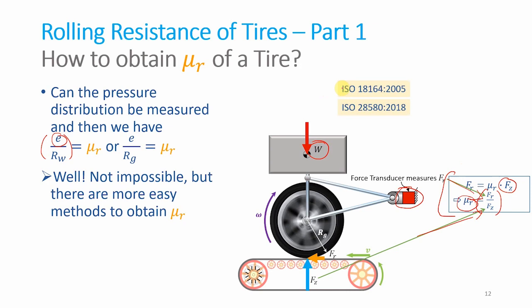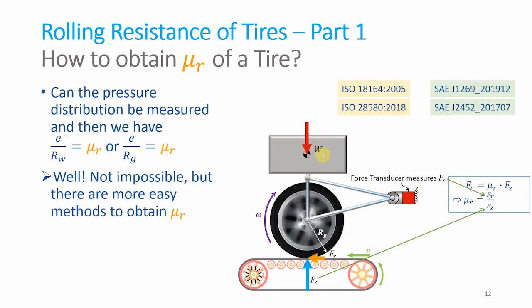There are a few standards pertaining to this rolling resistance. These are ISO 18164 and ISO 28580 and SAE J1269 and SAE J2452. In some of these standards, you can see that the principle we have explained here is followed.